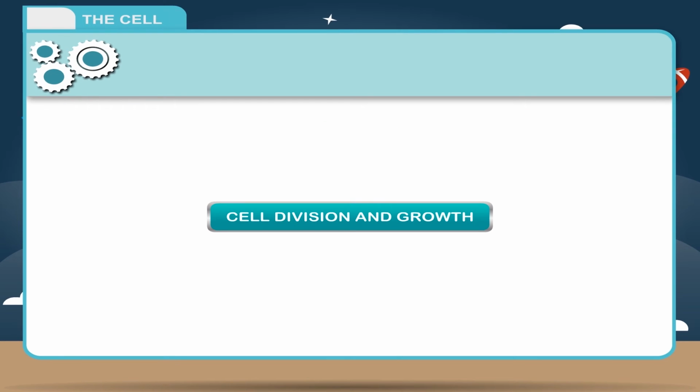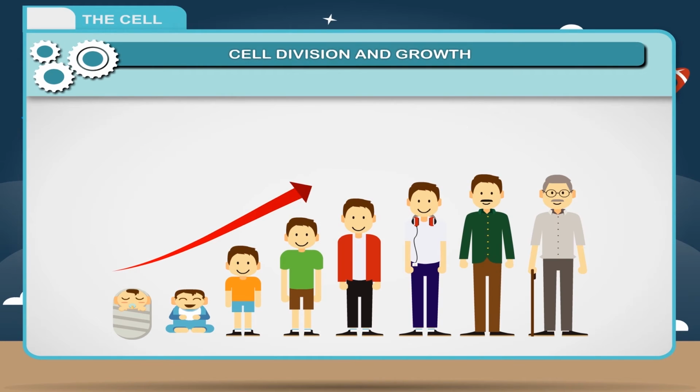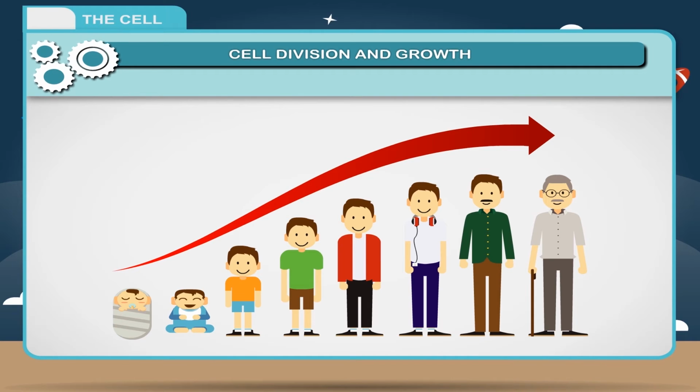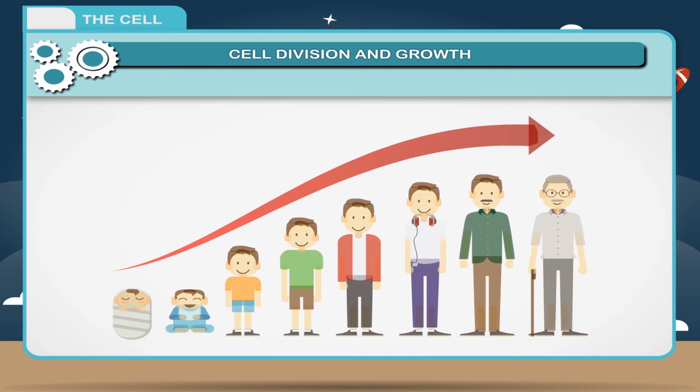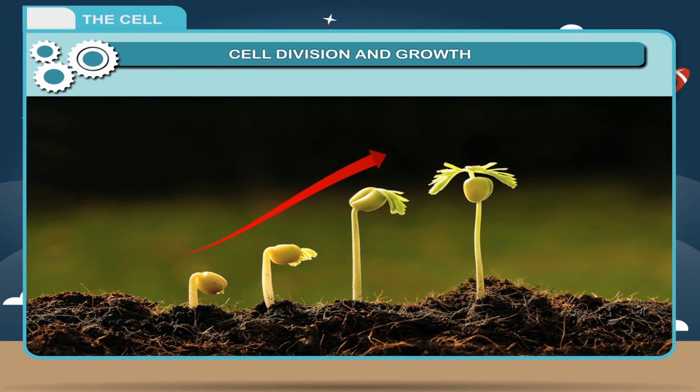Cell division and growth. As you know, living beings reproduce their offspring and also grow in size. It is one of the most important characteristic features of living beings. Plants and animals grow in size with the increase in number and size of the cells. Increase in cell number occurs by cell division.